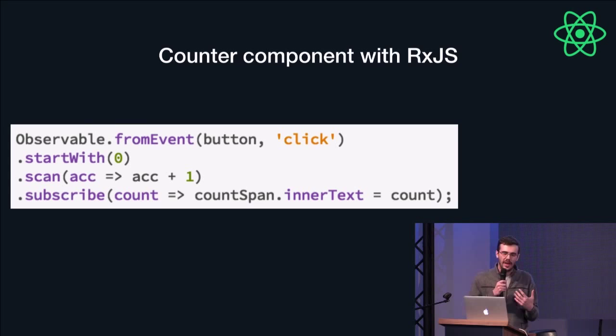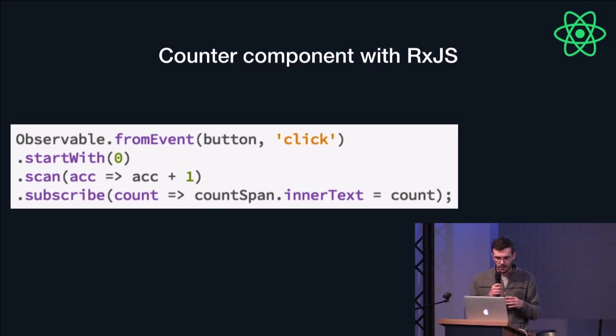So, if we try to implement our very simple counter component with RxJS, firstly, we create an observable from click. This observable will push a new value each time the user clicks on the button. Then we apply the startWith operator on our observable, which will prepend a value to our observable, which is 0 here. Then we apply the scan operator, which will just run an aggregate function on every value pushed by our observable and push the intermediate result.